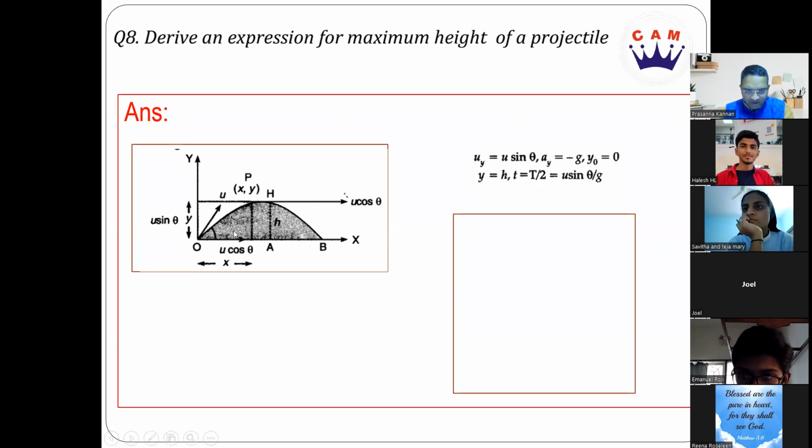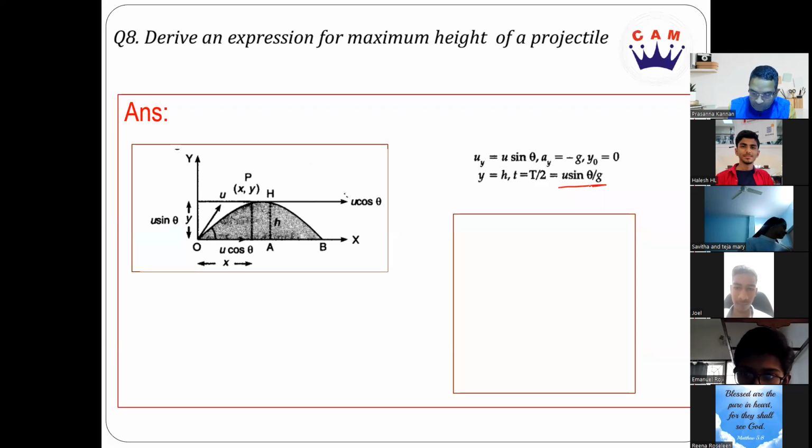And what is the time taken for reaching the maximum height? If the total time of flight is capital T, then the time taken to reach the maximum height is T by 2. Time of ascent is equal to time of descent. Time of ascent is T by 2. Time of descent is also T by 2. Here we are making use of the result of time of flight, which we know is u sin theta by g. We are allowed to do that, all right?